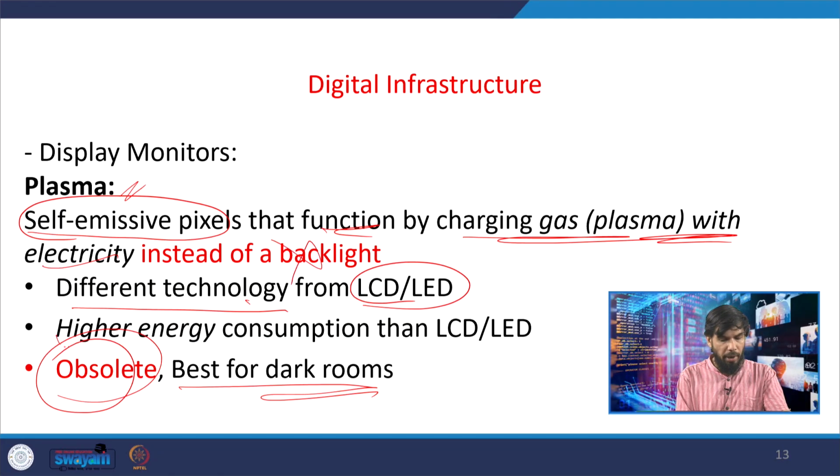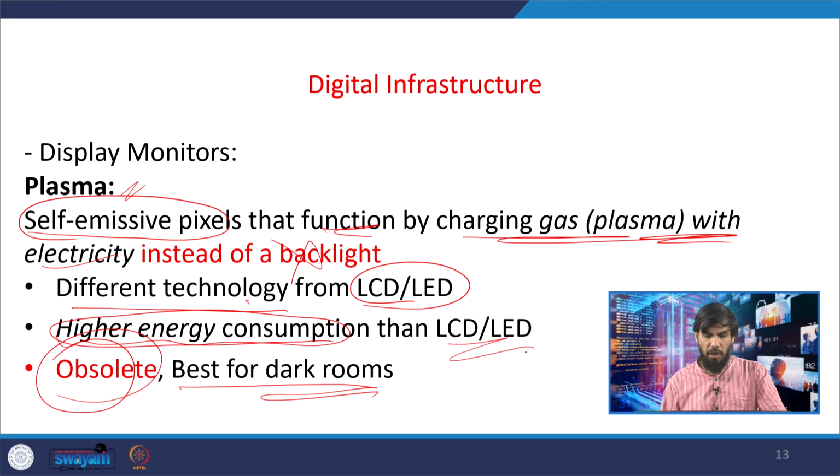Now, what is the problem? Higher energy consumption, right. Higher energy consumption than LCD and LED. Therefore, this could not scale and was obsolete. It was actually obsolete long back. While LCD was popular and manufacturing on a large scale could happen for LCD, that could not happen for plasma, and therefore, LCD was the winner in that LCD versus plasma competition. And later LCD also became obsolete because LED came in with better contrast and lower energy consumption.